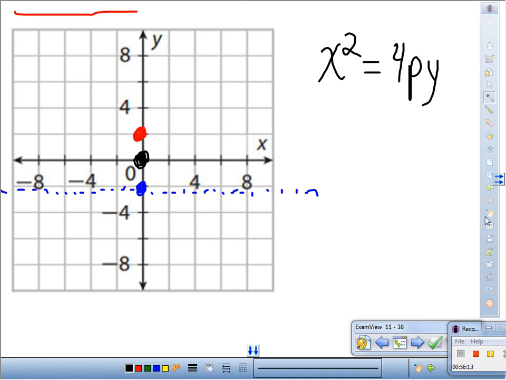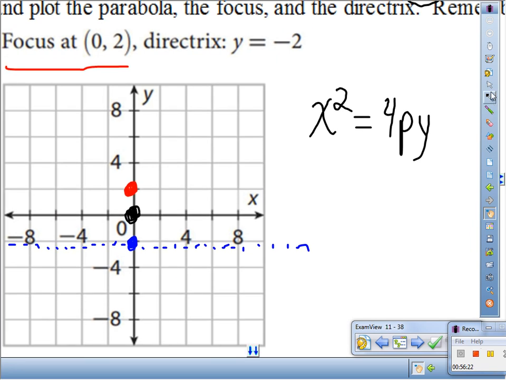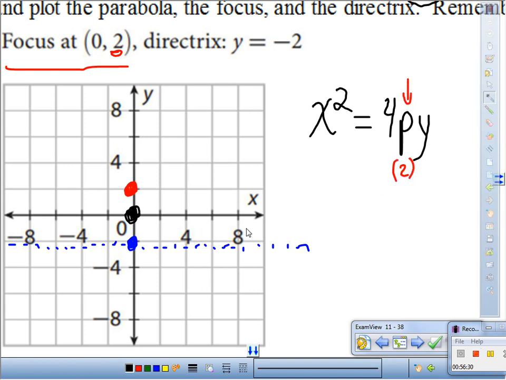All right. So let's substitute for the value of p, and it's usually our focus. What is our focus here? 2. That goes in here. So we substitute 2. So I bring down x squared equals 4py. So it's x squared equals 8y.